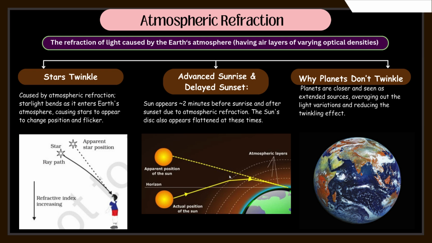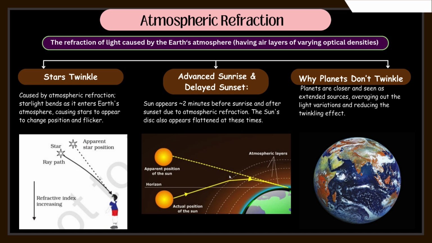Lastly, let's answer an interesting question: why don't planets twinkle like stars? The answer lies in distance. Planets are much closer to Earth than stars, and they appear as extended sources of light, not single points. So, even if their light bends slightly, the effect averages out across the surface, and we don't notice flickering. That's why planets shine steadily, while stars twinkle.